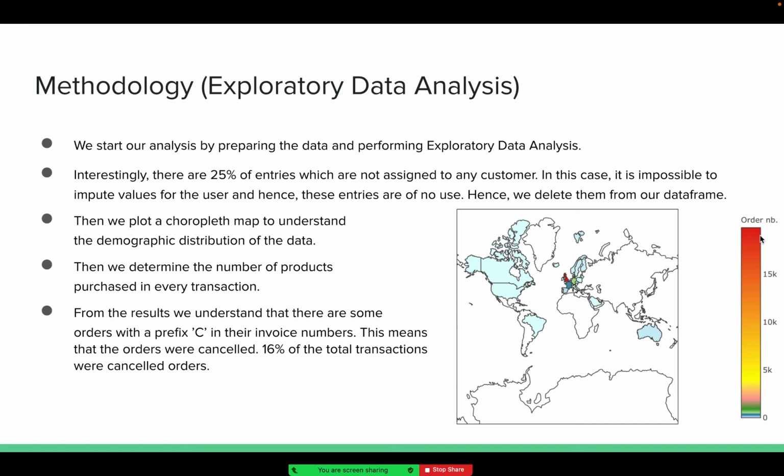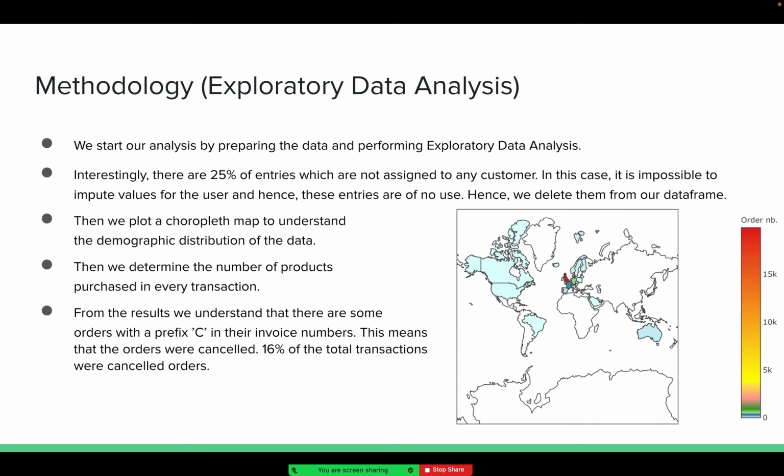And then we began our analysis. We did exploratory data analysis, and there were 25% of entries that weren't assigned to any customer, they didn't have any customer ID assigned to them. So it made it impossible to impute values for the users. So we deleted those from our data frame.